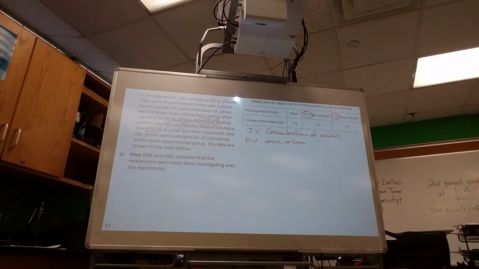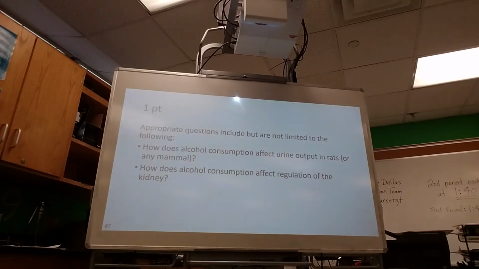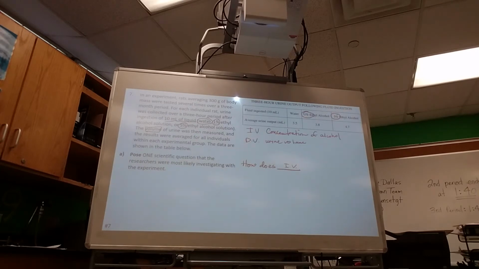So, for any sort of scientific question, if you're having trouble framing it, you can always write it as, how does, and then you write your independent variable, affect, and then you write your dependent variable. So in this case, it would be, how does the concentration of alcohol affect the volume of urine produced?